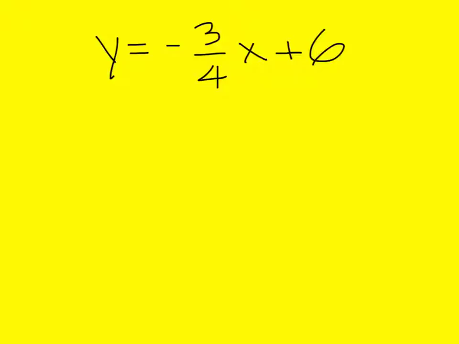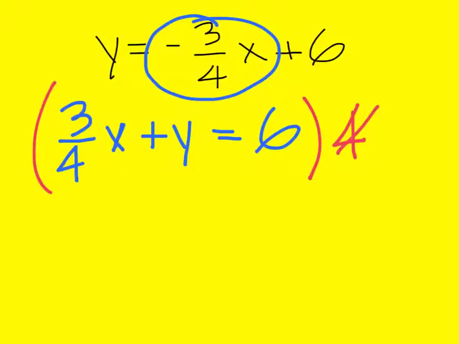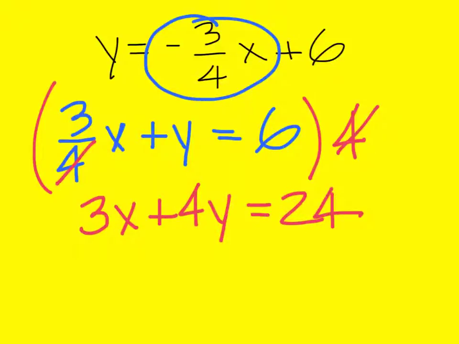Try this one. On the practice problem, move this to the left and make it positive. And the only thing you have to do is multiply through by 4, which will cancel with this and leave you with 3x, and then 4y equals 24.